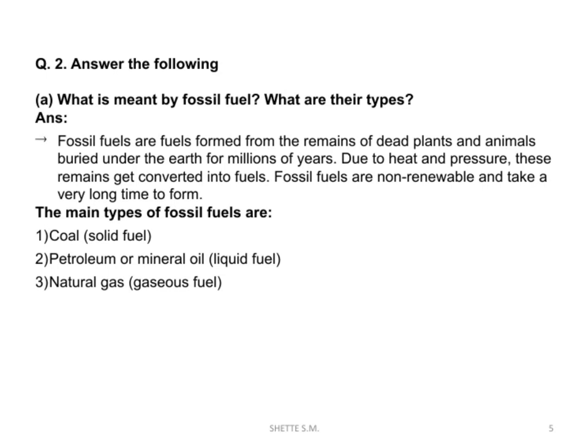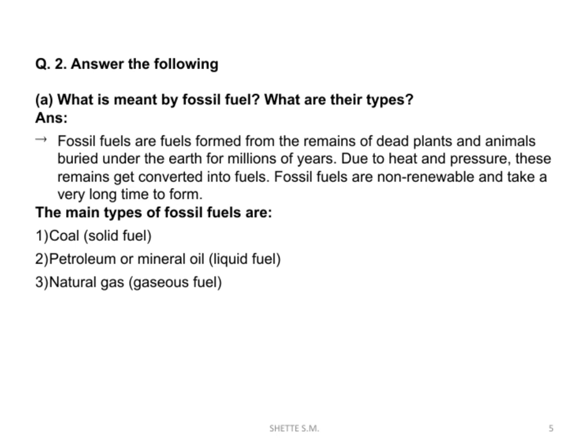Fossil fuels are essentially fuels that are formed from the remains of dead plants and animals. These remains get buried under the earth for millions of years, and over time, intense heat and pressure transform them into the fuels we use today. One important thing to remember is that fossil fuels are non-renewable, meaning they take an incredibly long time to form, so we need to use them wisely.